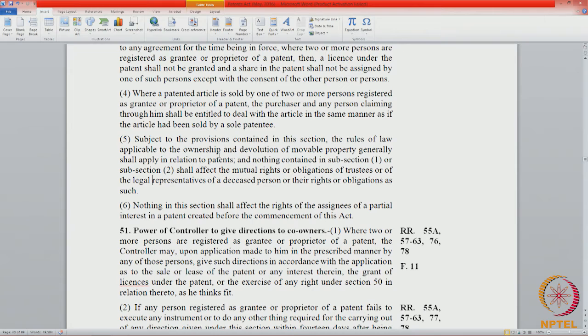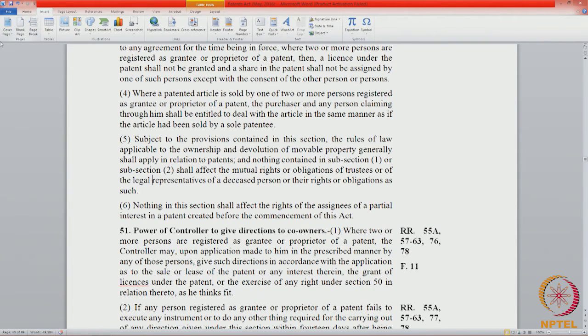In law, property can broadly be classified into 2 classes: immovable property like land and movable property like goods owned by a person. The ownership of patents is treated like movable property, and we know that from this section.